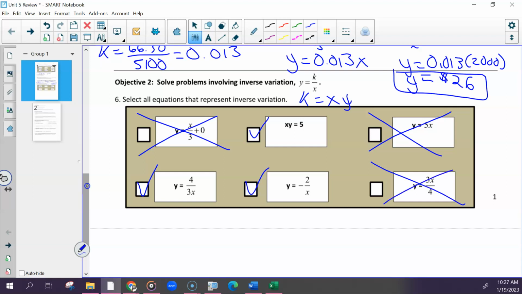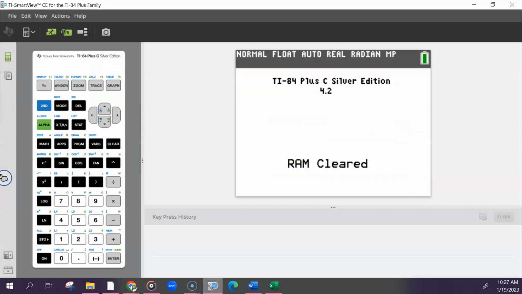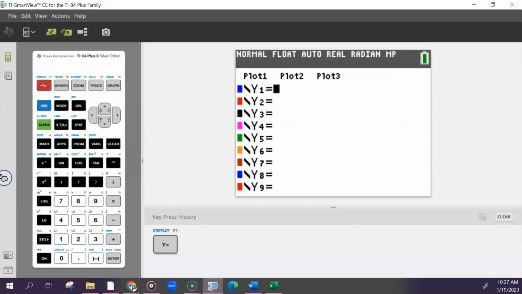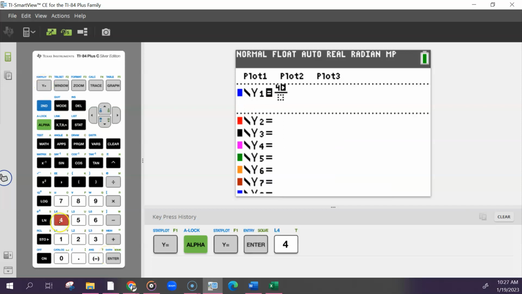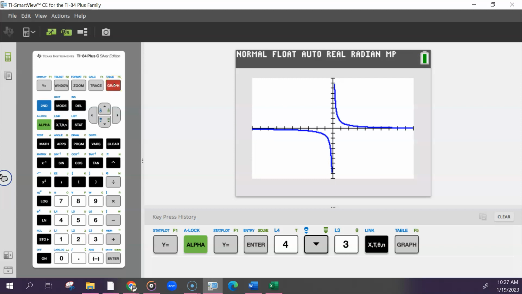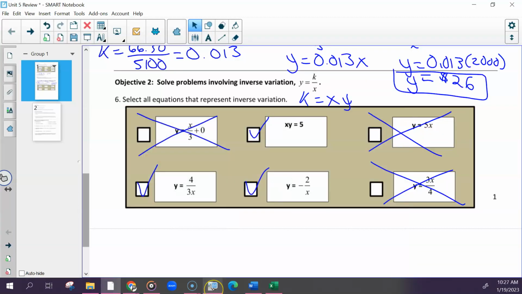So if you wanted to double check, let's say I put this y equals 4 over 3x in the calculator to double check. I'm going to go into Y equals, type in my equation, use my fraction, and graph it. And it makes that hyperbola shape that we kind of talked about. So if it makes that shape, it is inverse. Questions on these?